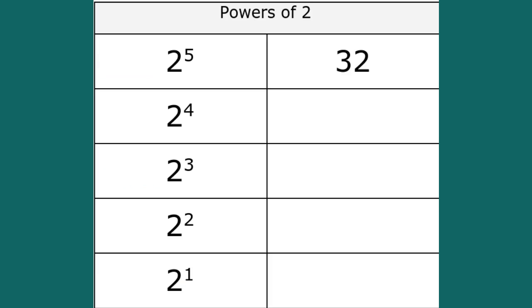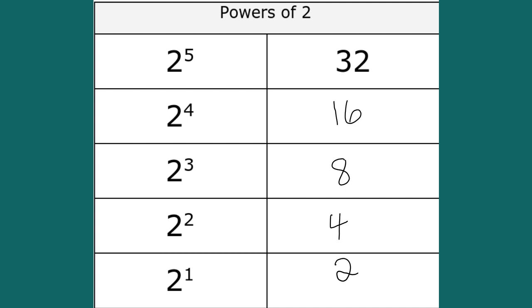So first, let's consider this table, which shows our powers of 2, so that we can try to identify a pattern. We have 2 to the 5th power, which is 32. 2 to the 4th power is 16. 2 to the 3rd power is 8. 2 to the 2nd power is 4. And 2 to the 1st power is 2.